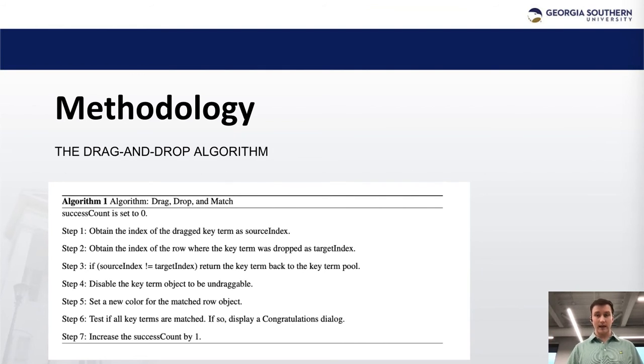The crux of this algorithm is this conditional statement, which is the comparison of the source index to the target index. If the source index does not match the target index, the key term is then returned back to its original position. If it does, then we disable the key term object to be undraggable. Then we set a new color for the matched row object. Then we test if all key terms are matched. If so, we display a congratulations dialog box and increase the success count by 1.